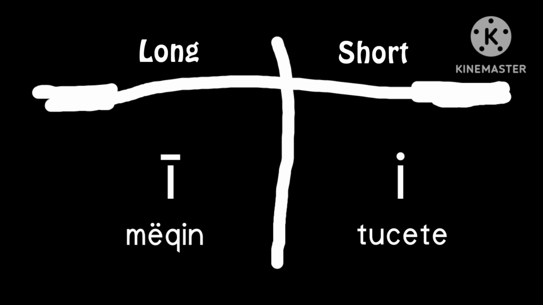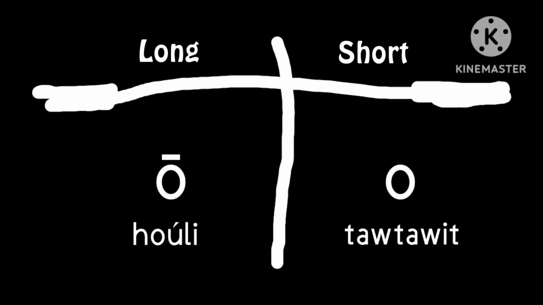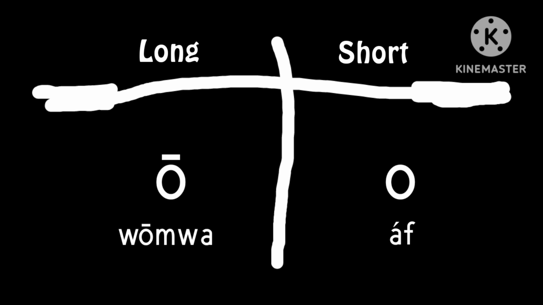The I when long sounds like the E in machine. When short, it's an I as in sit. The long I is at the end of laudavi, and the short I is at the end of laudavit. The long O is an O as in holy. The short O is an A as in off. The length of the O is the difference between the words pompa and Pompeius.